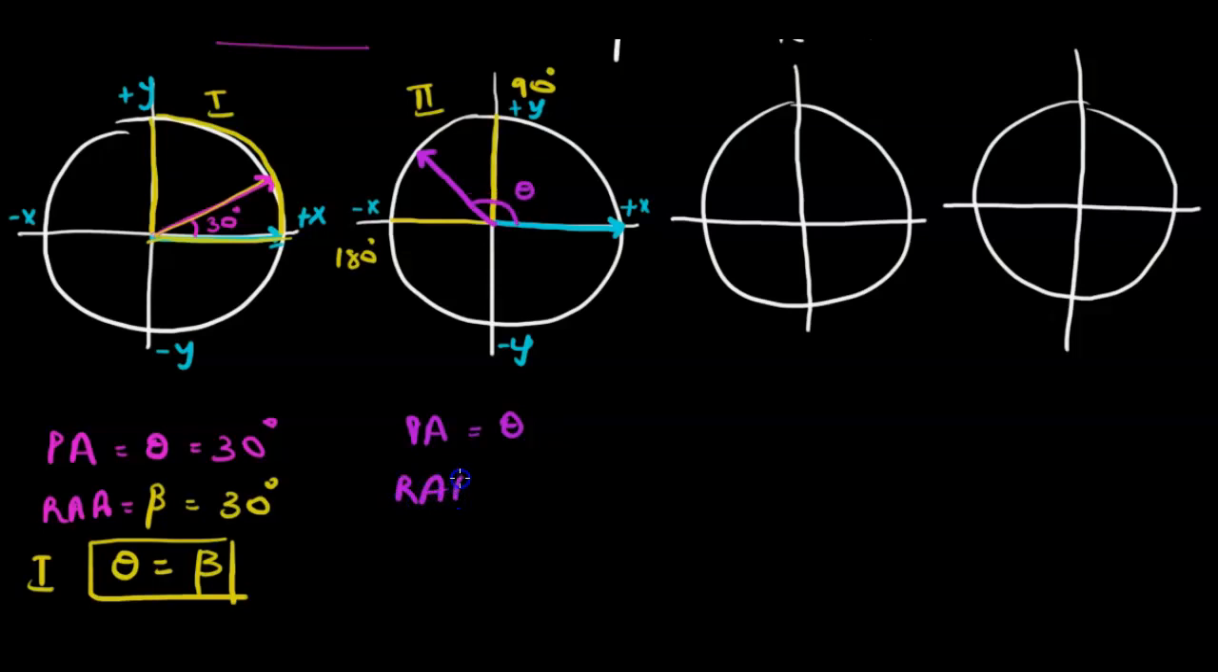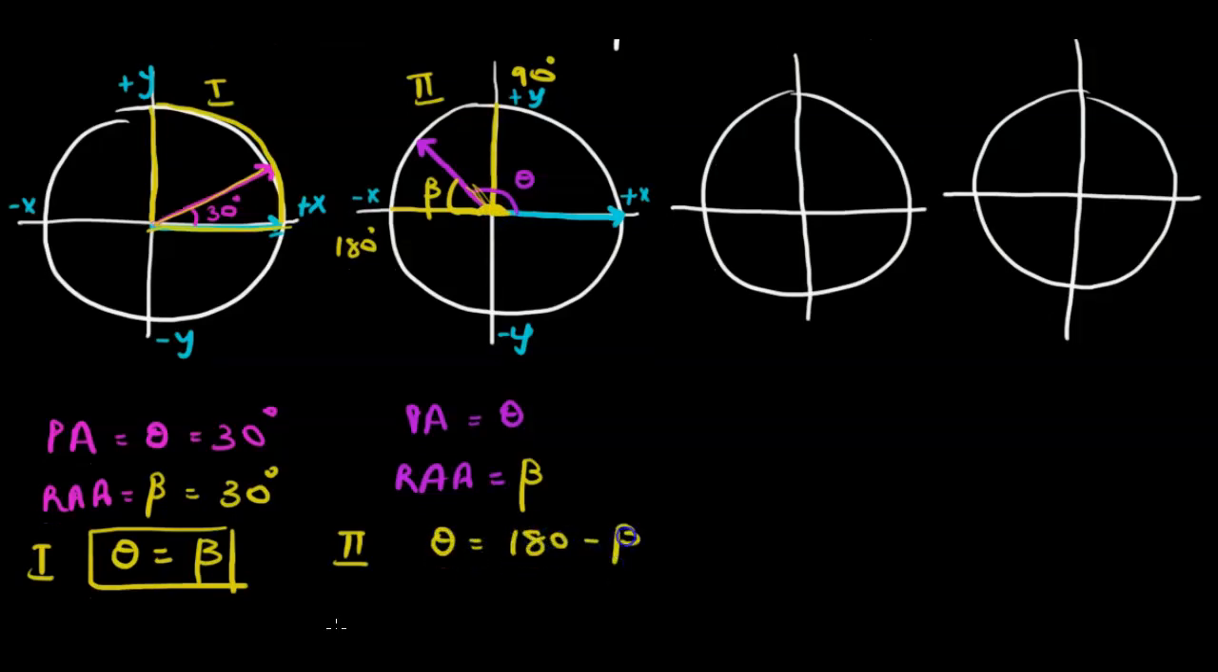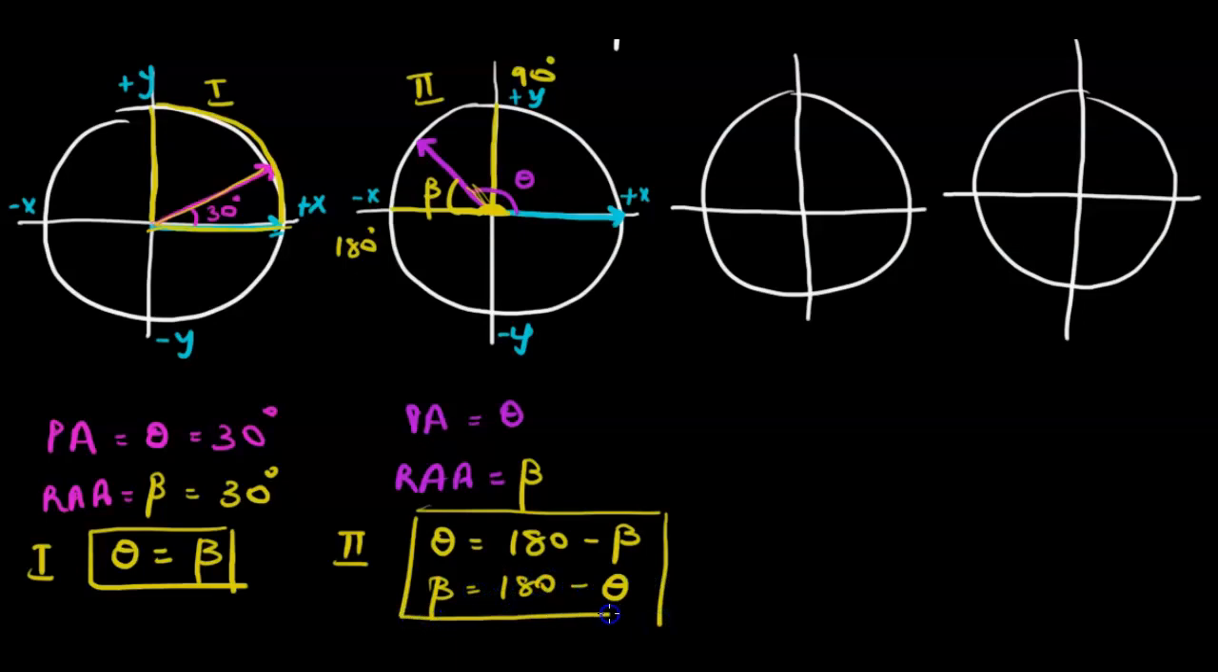Now related acute angle is the angle between the terminal arm, which is this pink arm, and the nearest x-axis. Because we're in the second quadrant, the nearest x-axis is this negative x-axis. So this angle is called beta. And if we want to find out the relationship between theta and beta in the second quadrant, we see this entire angle would be equal to 180 degrees. Therefore, theta will be equal to 180 minus beta, or beta will be equal to 180 minus theta. This is the relationship for the second quadrant. All of these relationships are very important for doing calculations, and these have to be memorized.